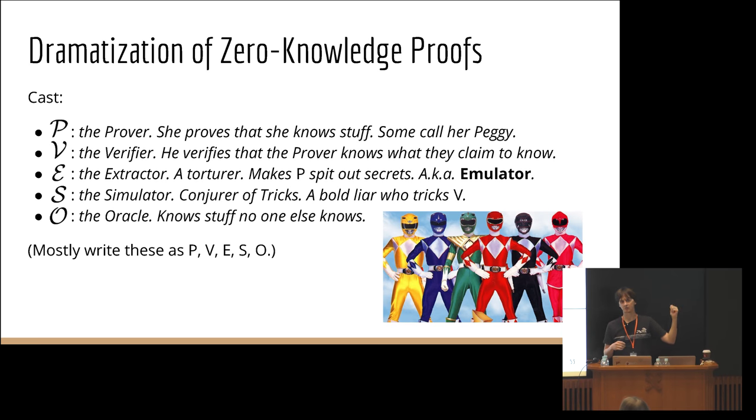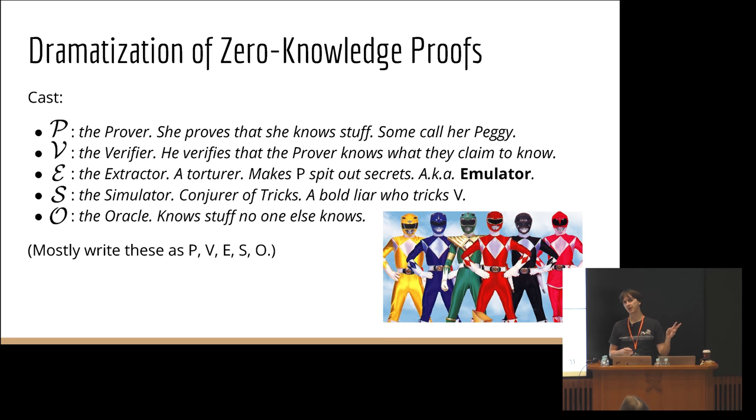So P is a prover. Some people call her Peggy for some reason. Anyway, she proves that she knows stuff, right? So she's a good person, usually. And then we have V, the verifier. He's like a cop who makes sure that the prover does what they do, right? And we have E, the extractor, who's actually a torturer. Not as child-friendly as I was hoping, but the extractor basically makes P tell stuff, tell secrets. And sometimes this is called emulator. I don't know if there's a distinction between those two, but anyway.